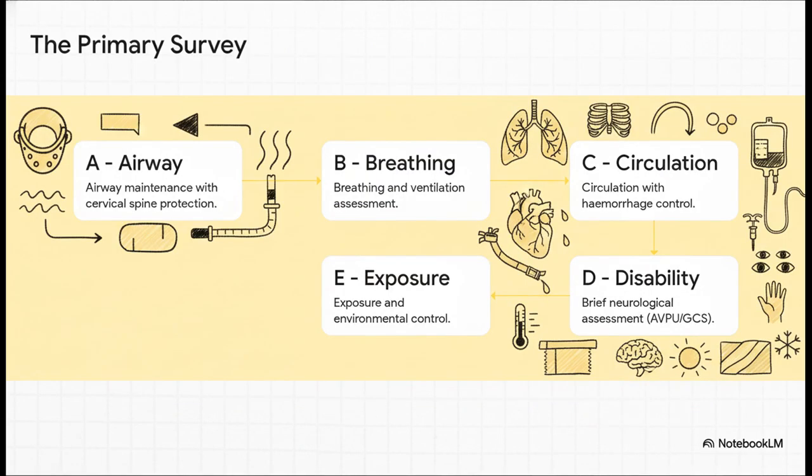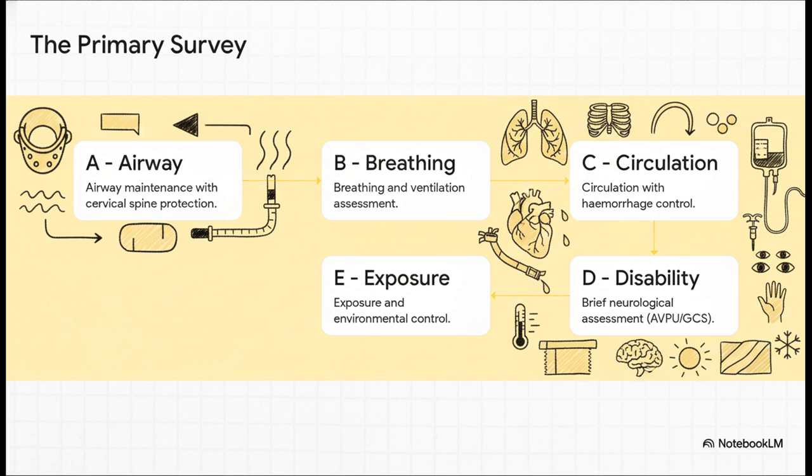A is for airway, and you'll notice it's always paired with C-spine protection. We'll come back to that. B is breathing. Is the chest rising? Is the trachea in the middle? C is circulation, which really means hemorrhage control. Find the bleeding, stop the bleeding, get IV access. D is for disability. This is just a quick and dirty neurological check.